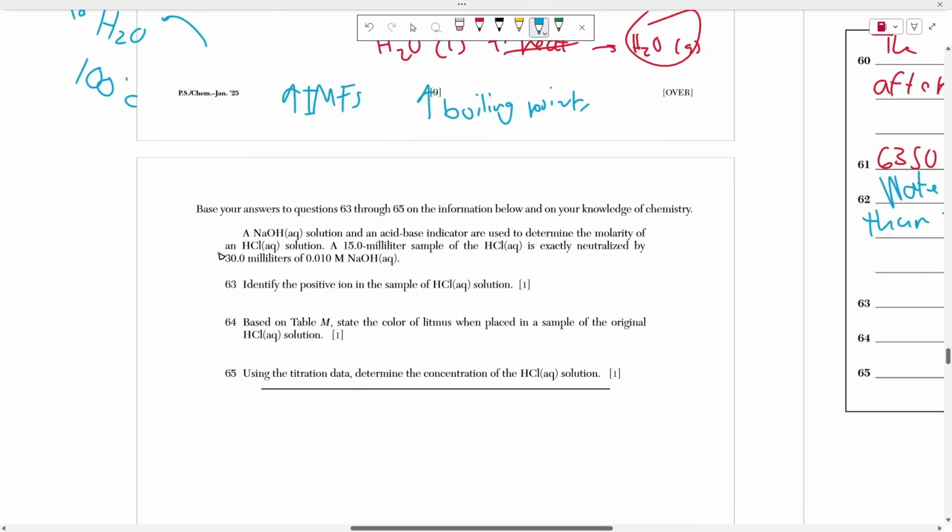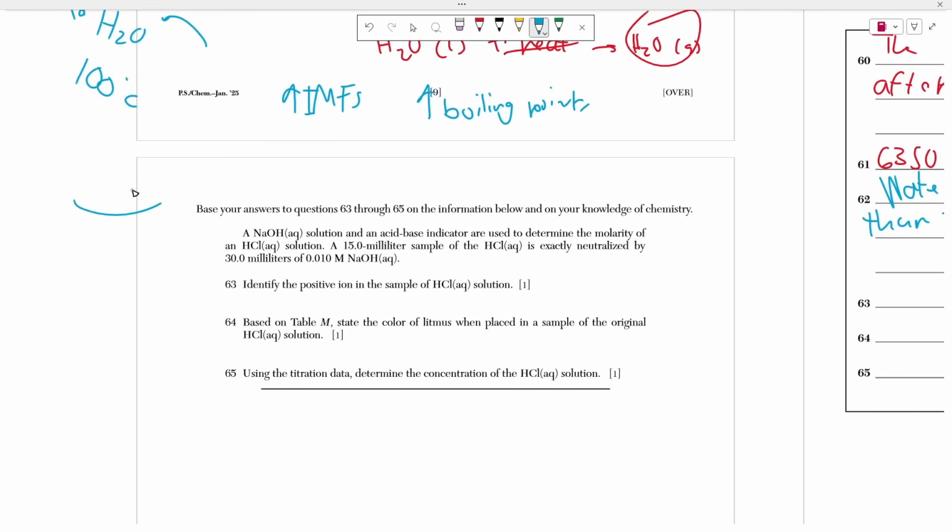So in this case, 53 and 55 asks us about the situation. It says that an NaOH solution and an acid-base indicator are used to determine the molarity of an HCl solution. A 15 milliliter sample of HCl is exactly neutralized by 30 milliliters of a 0.01 molar NaOH solution. Identify the positive ion in a sample of HCl.